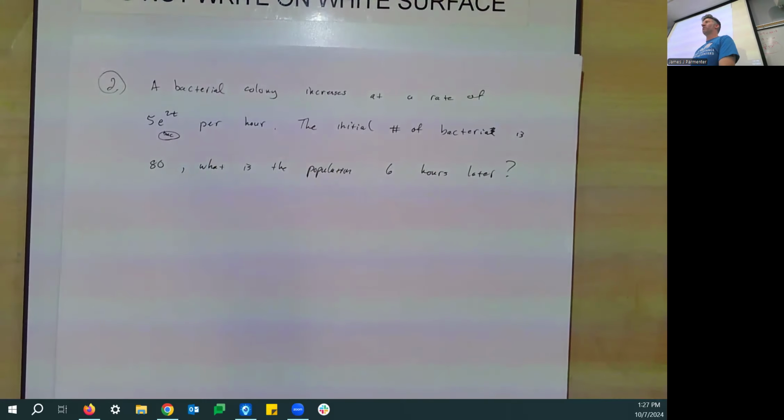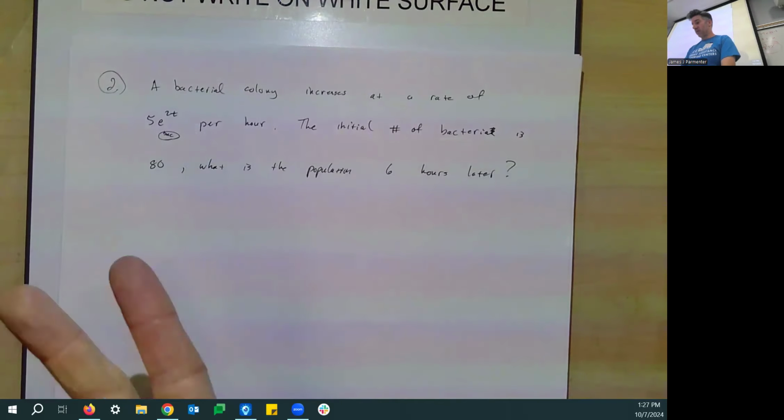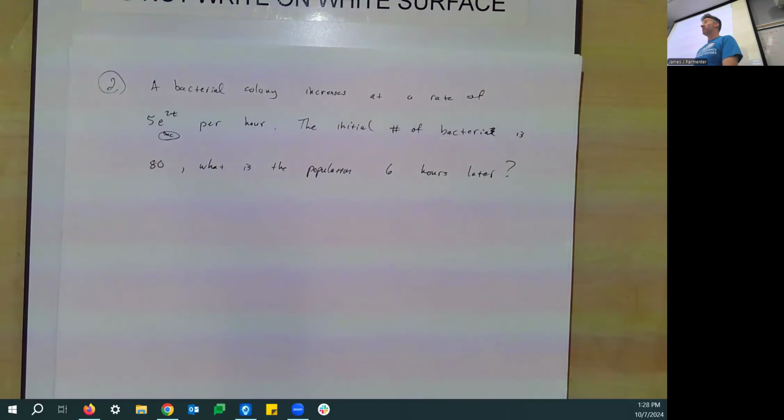So this is where the words really matter. Specifically the word rate. They're not telling us that the population of bacteria is equal to 5e to the 2t. They're telling us that it's growing at a rate of 5e to the 2t every hour. Or in other words, the rate of change of the number of bacteria is 5e to the 2t. Or in other words, the derivative of the number of bacteria is 5e to the 2t.